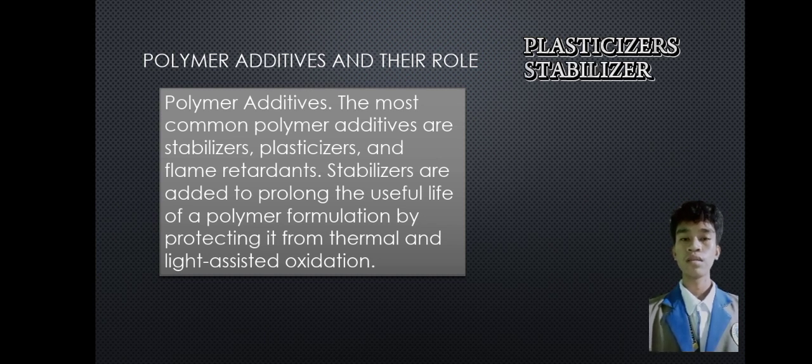The number 2 is stabilizer. Stabilizers are added to polymer to prevent degradation caused by heat, light, or oxidation. They help maintain the polymer physical and mechanical properties over time. Examples include UV stabilizer, heat stabilizer, and antioxidants.